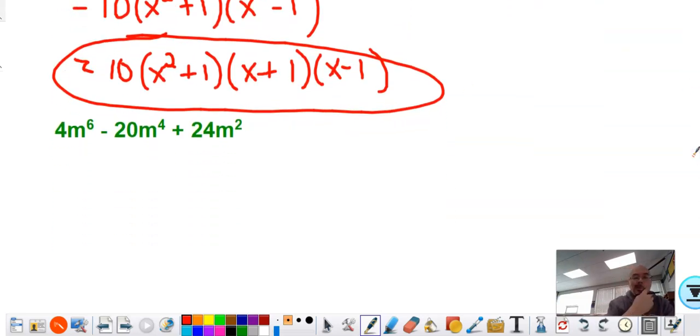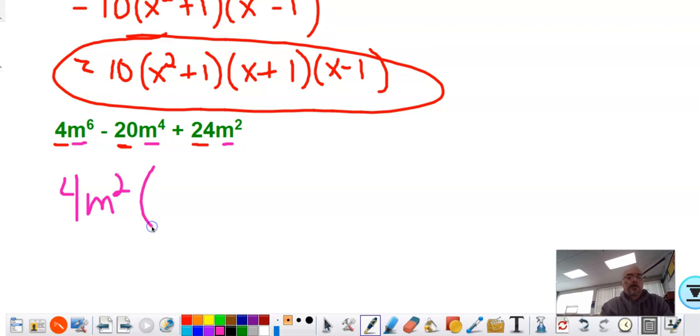Okay, this one. All right, 4, 20, 24. Well, I'm going to pull out a 4, and it looks like I'm going to pull out an m squared. So I'm left with m to the fourth minus 5m squared plus 6.